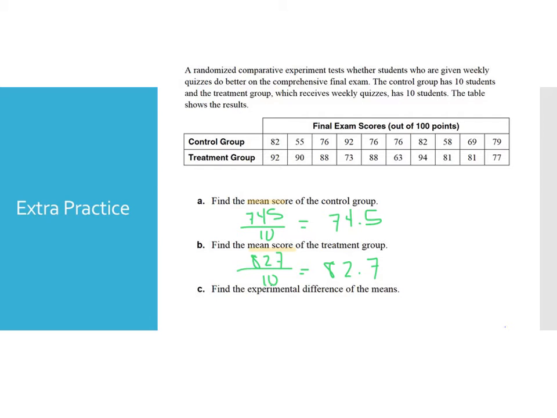Up next, we want to find the experimental difference in the means. Sometimes you might see that written as the mean of the treatment group minus the mean of the control group. You're just doing mean minus mean. So I'm going to do 82.7 minus 74.5 for a grand total of 8.2. That just tells me there's 8.2 data points between the two means. We're going to stick with this set of data and go on and look at a dot plot.